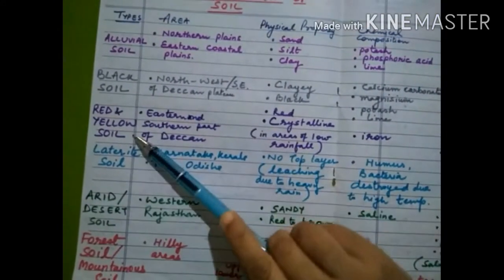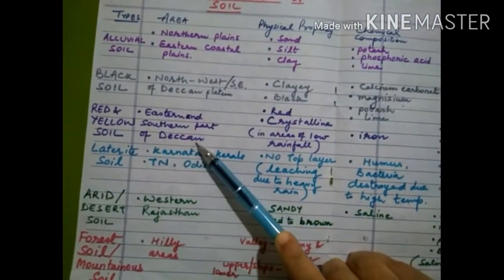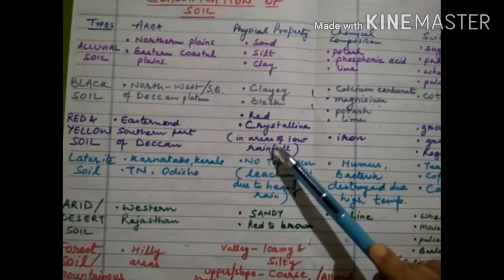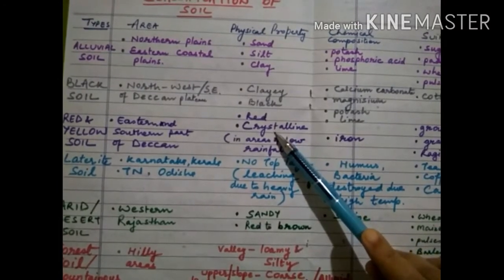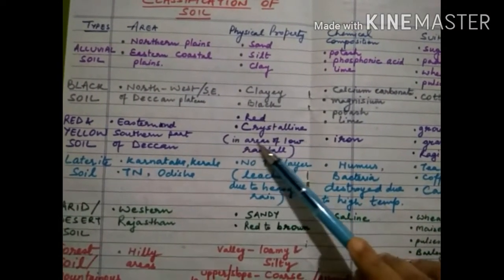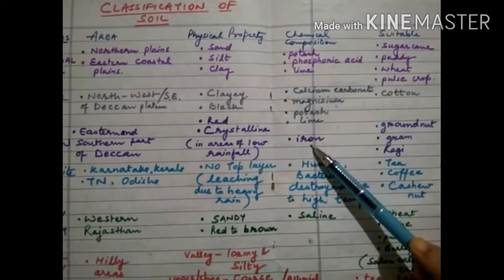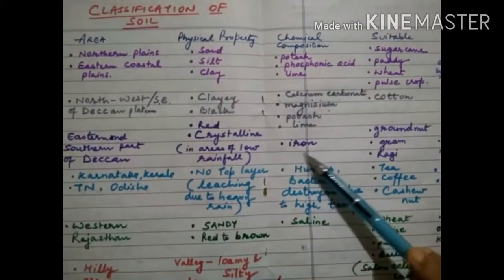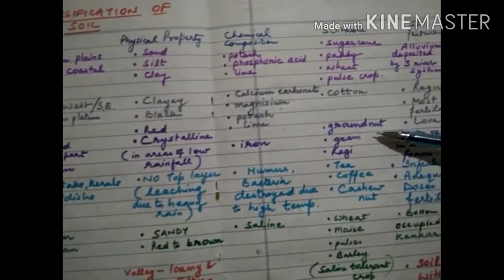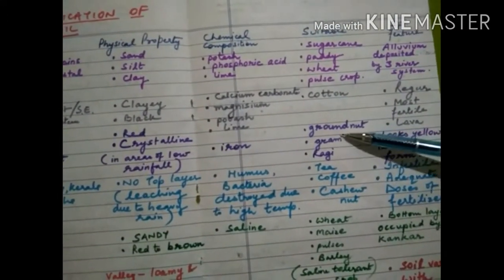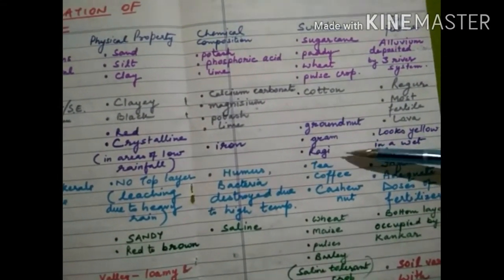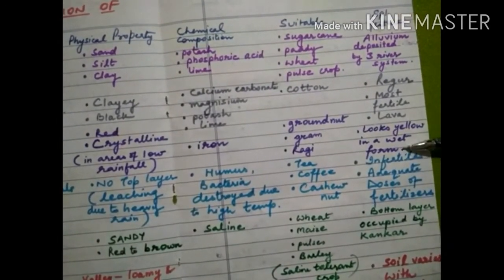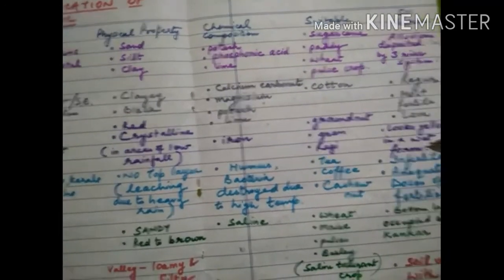Now the third soil is red and yellow soil, which is found in the eastern and southern part of the Deccan Plateau. Its color is red and it is crystalline in nature. It is found in the areas of low rainfall. It is composed of iron and it looks red when the iron is diffused. This soil is good for the production of groundnut, gram and ragi. And this soil looks yellow when it is in a wet form. When it becomes wet, it looks yellow.